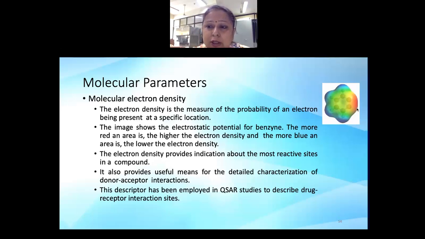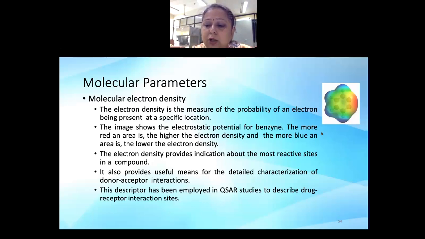Here what it is showing is the electrostatic potential for the benzene moiety. The more red an area is, the higher the electron density. The more blue, the lower the electron density. So this electron density provides an indication about the most reactive sites in a compound. It also provides a useful means for the detailed characterization of donor-acceptor interactions.